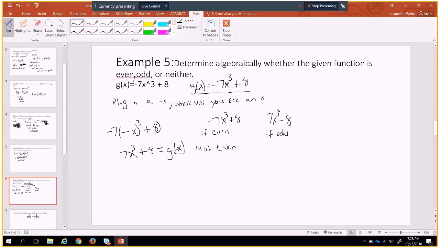So let's just try that out for a second. Let's make sure that the odd version is the negative of the original. So if we put in a negative times negative 7x cubed plus 8, and if we distribute that negative inside, it's going to be 7x cubed minus an 8. All right? So this function is neither even nor odd, so our answer is neither. Okay?